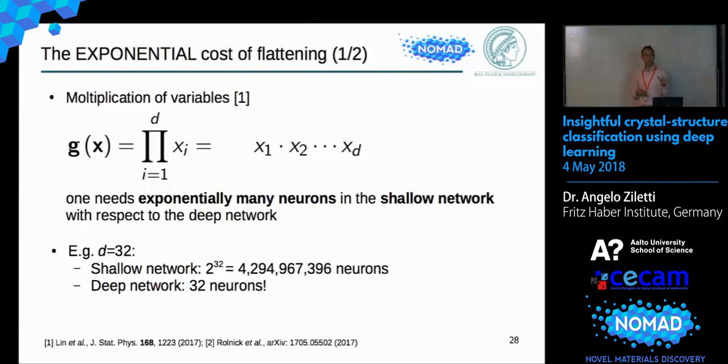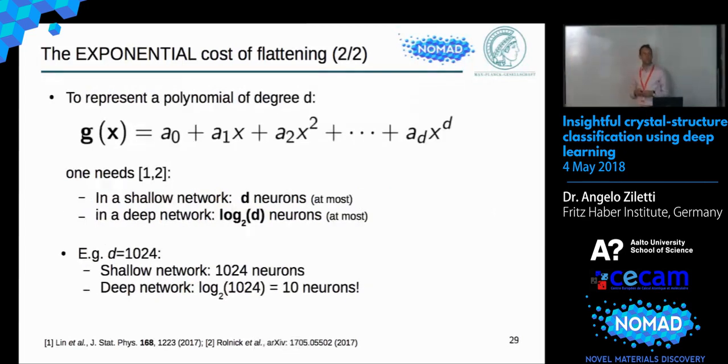This is kind of reminiscent of the discrete Fourier transform when you do these factorizations. It's a similar idea. And this is also valid for polynomial representations of degree d. You need at most d neurons for the shallow network and at most logarithm of base 2 of d neurons for the deep network.